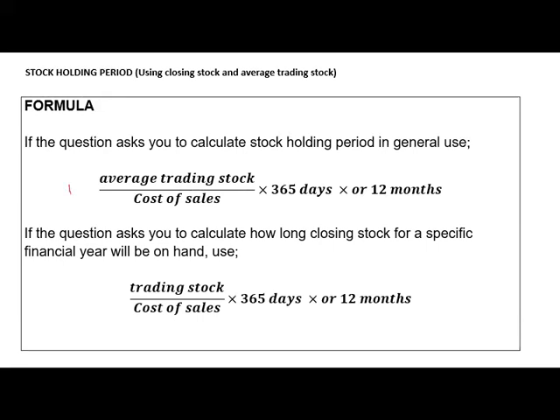So you will use this formula here if the question asks you to calculate stock holding period in general. If the question asks you to calculate how long closing stock for a specific financial year will be on hand, you use the second formula. Now, you will notice that the difference between the first formula and the second formula is that the second formula does not have average. And I know that most of you will probably be struggling as to how do we know which formula to use? I think it's better to explain it using an example.